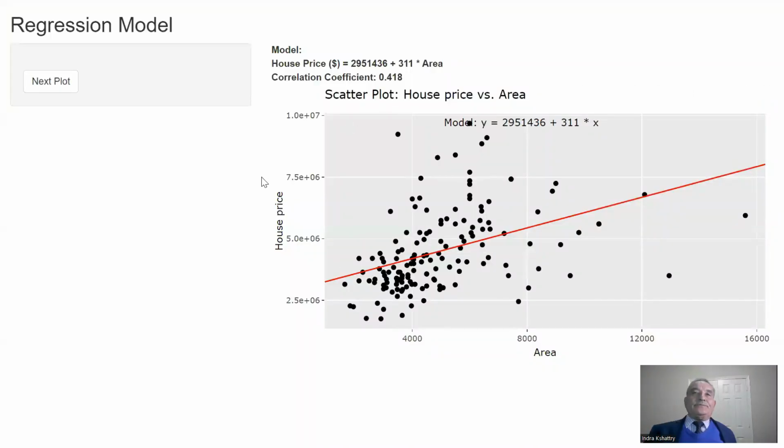Now, let's try to visualize how this model works in our day-to-day activities. Let's visit the page where we can observe the scatter plot of the real-time housing data superimposed with the model used for predictions. This is the page which displays the plot and the model. This is the model, and this red line is the graphical display of the model.